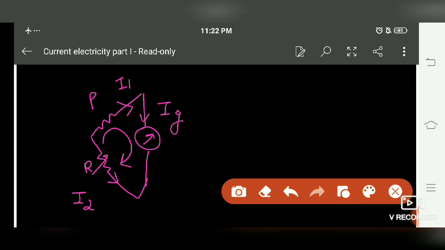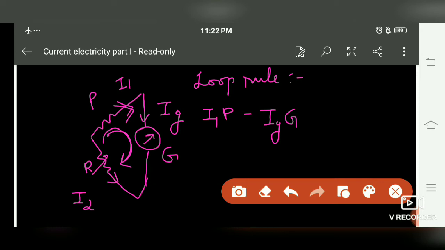By applying which rule? Loop rule, or Kirchhoff's second law. By applying the loop rule, as we are traversing in the clockwise direction, the current I1 and the direction are the same, so it's I1 P. Ig is in the same direction, let the resistance of the galvanometer be capital G, so this is Ig into G. But as the current in the R arm is in this direction and we are traversing in the opposite direction, this is minus I2 R equals 0. This is the first equation.